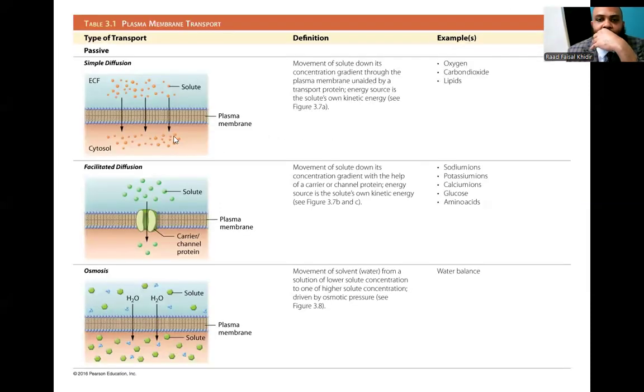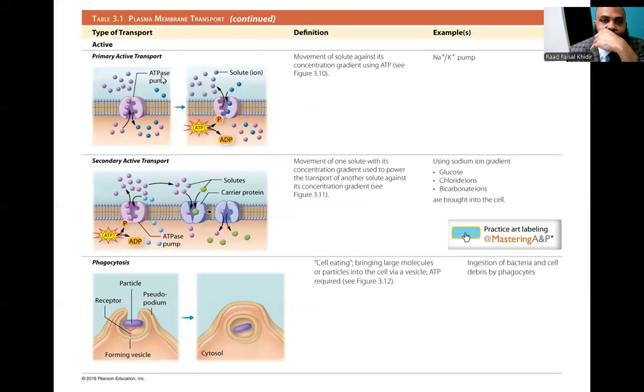That's simple diffusion. When you move down the concentration gradient, you don't need any help. Facilitated diffusion, you're still moving down the concentration gradient, but not directly. You need a mediator. And osmosis is just the movement of water from an area of low solute, you see there is a little bit of green, to an area of high solute, a lot of green. And primary active transport is when the sodium potassium ATPase uses ATP in order to throw three sodiums against their concentration gradient to the outside, and throw two potassium against the concentration gradient to the inside.